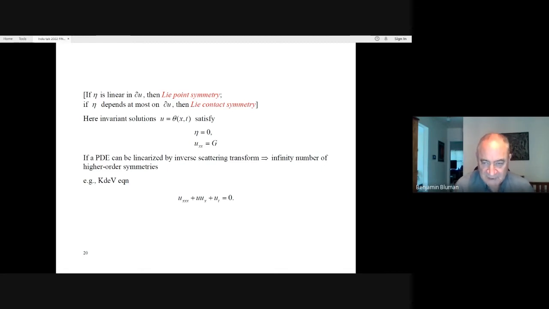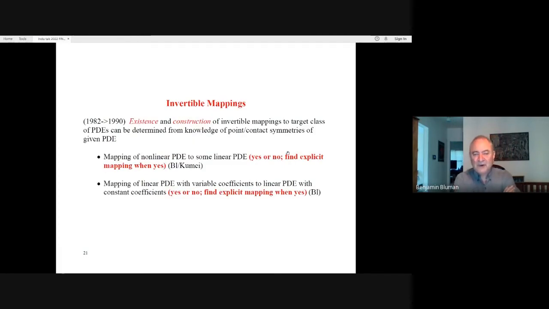Now, if a PDE can be linearized by an inverse scattering transform, this would imply an infinite number of higher order symmetries. An example of that is the KdV equation, the Korteweg-de Vries equation. Next, invertible mappings. This was a thing that puzzled me for years and years. There were mappings of specific equations into other equations, but that in itself was not such an interesting question. More interesting was the question: suppose I have a nonlinear system of PDEs, does there exist a mapping of that nonlinear system into a linear system of PDEs? There have been many, many examples. And how can we do that systematically?